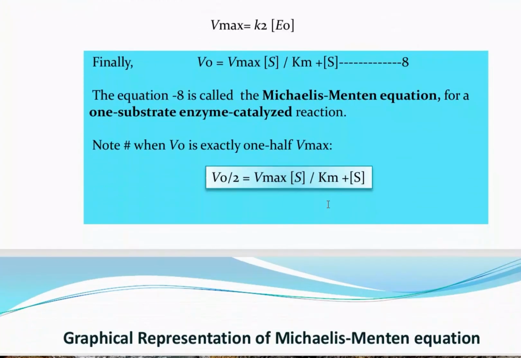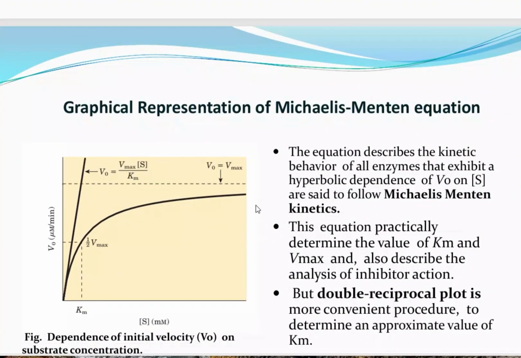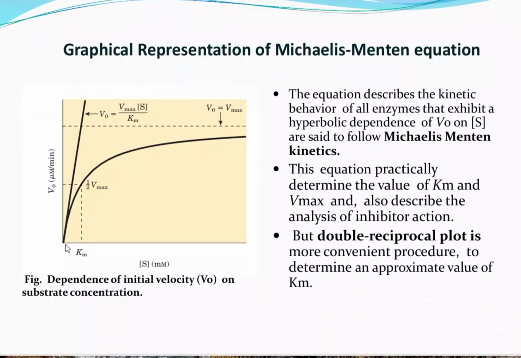And if we plot V0 against the substrate concentration, then we will get the graphical representation of the Michaelis-Menten equation. What will we get? As the substrate concentration S increases, the velocity also increases. But up to some extent, when we keep increasing the substrate concentration, the maximum velocity is reached. So there the saturation has come. This is called the Vmax.